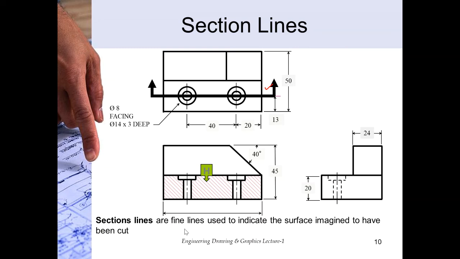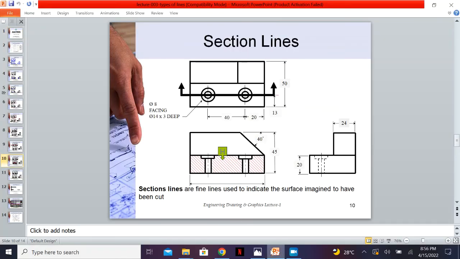Now this is the surface that is imagined to have been cut, or this is the surface where we introduce the cutting plane. So the parts of an object that a cutting plane touches are shown by the section lines. Now these lines show that the cutting took place there. So we have another example that will help you understand this much better.